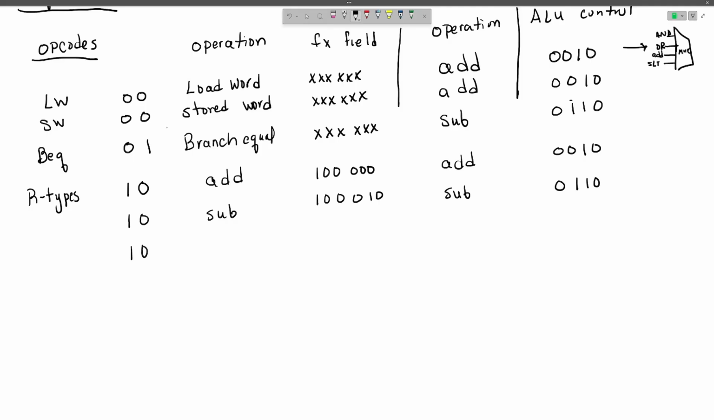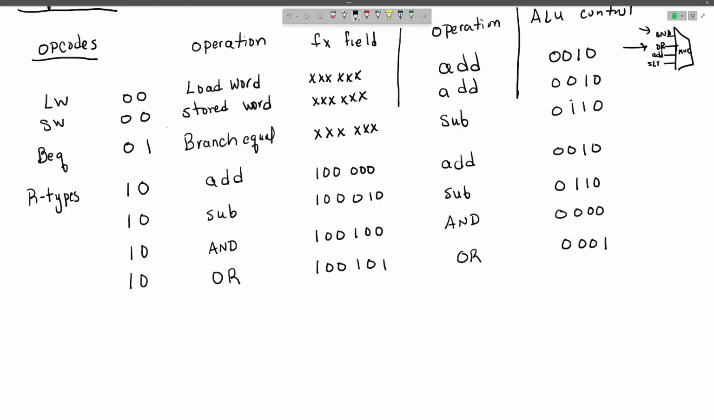And then I want to AND. And that's going to be 100100. And then we want the ALU to AND, so that's 0, 0, 0, 0. As you can see, it's right here. So that's 0. And then we want to OR. And that's going to be 100101. And that's going to be an OR gate, and that's going to be 0, 0, 1.